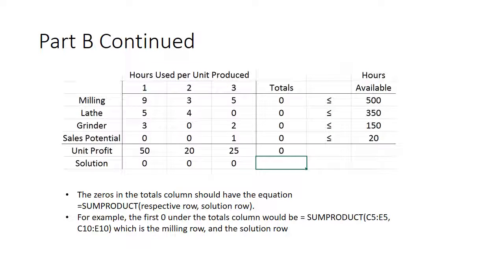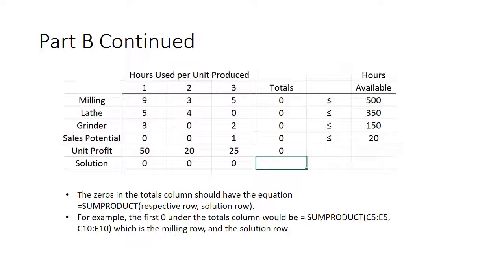So to do this in Excel, you need to set up a table that looks something like this. You can set it up slightly differently. You can kind of Google different ways to do it. This has kind of been the consistent method that I've seen online, and that was also discussed in the book Operations Research. Basically, the gist here is that these first 4 rows are your constraints for the milling, lathe, and grinder machines, and then the final sales potential.